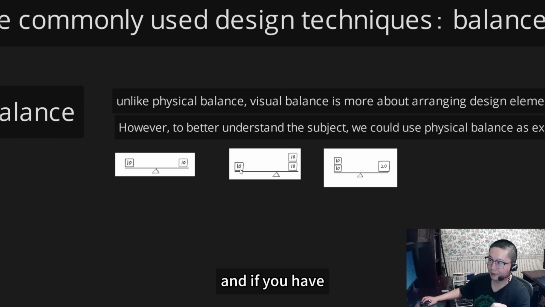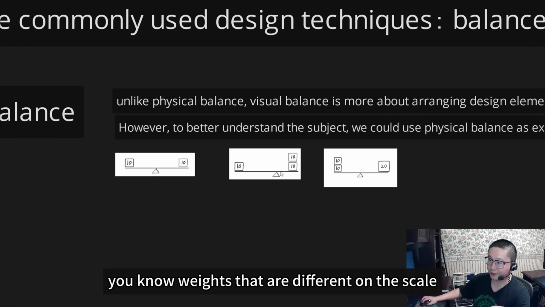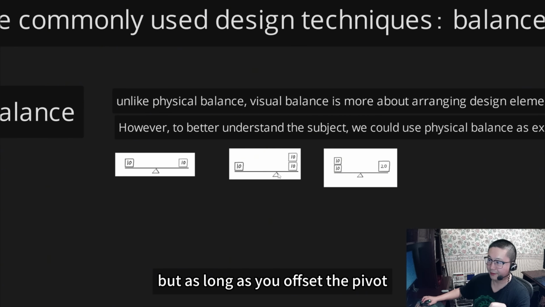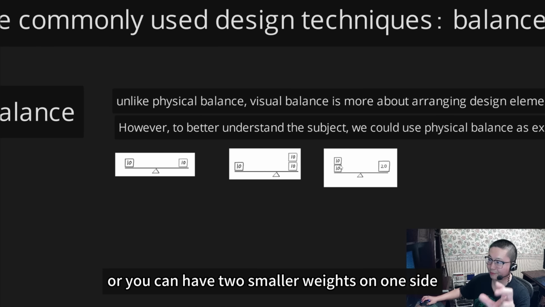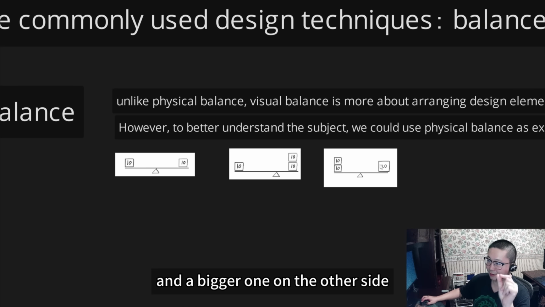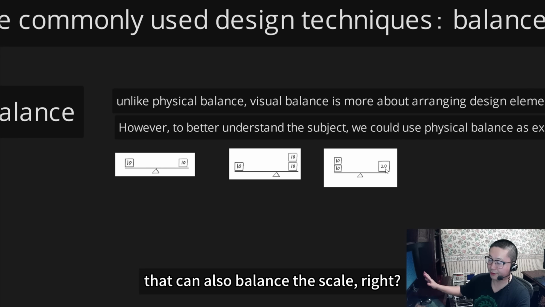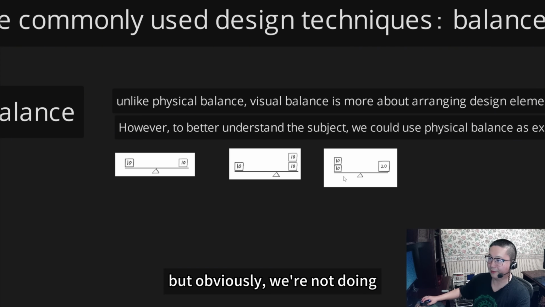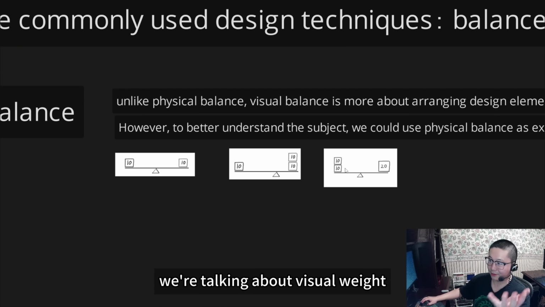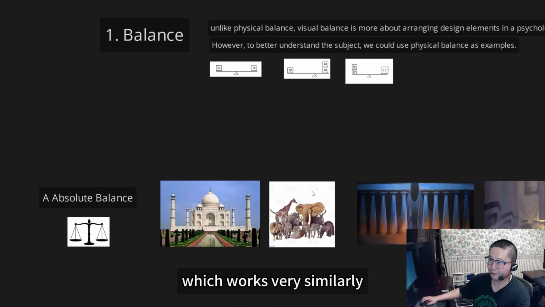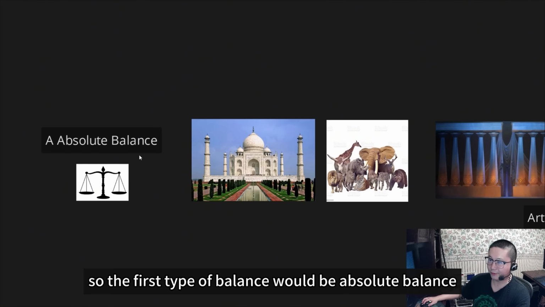And you have weights that are different on the scale, but as long as you offset a pivot, you can still achieve counterbalance. Or you can have 2 smaller weights on one side and a bigger one on the other side that can also balance the scale, right? But obviously, we're not doing physical weight here. We're talking about visual weight, which works very similarly. So the first type of balance would be absolute balance.